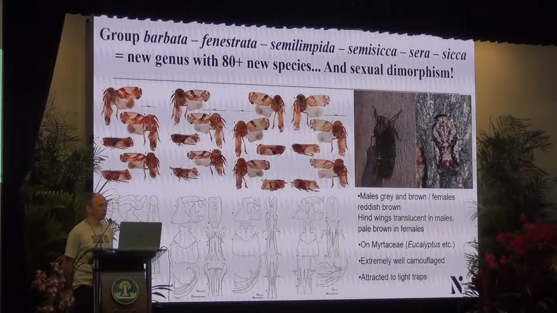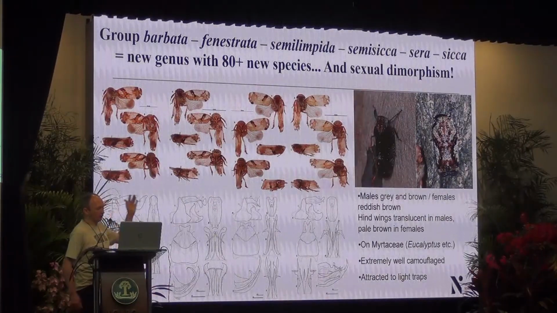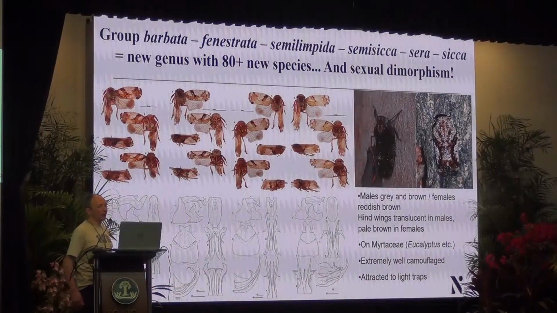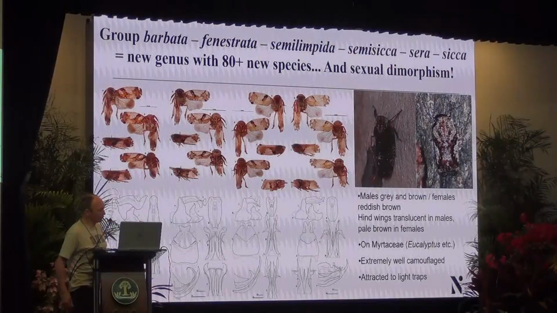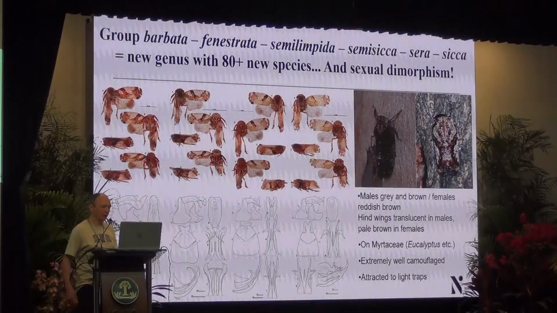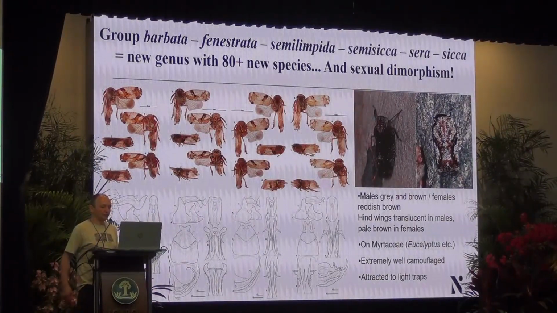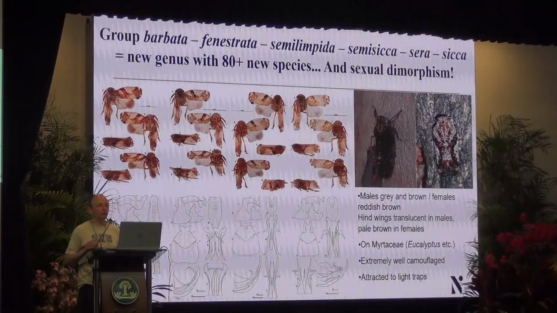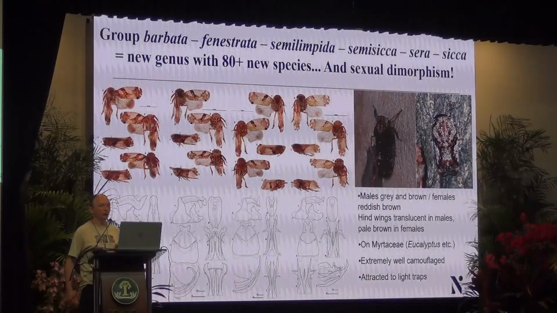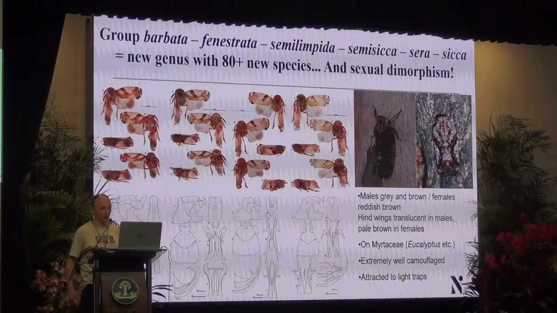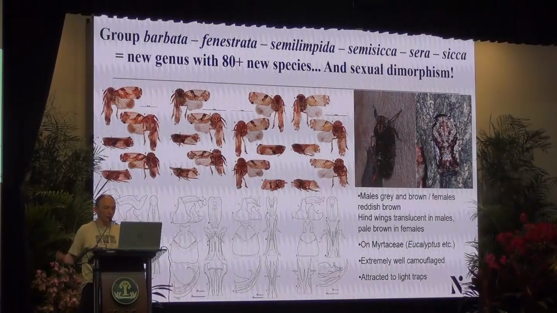So the little things I still have to do is describe that genus that contains barbata, fenestrata, etc. And I have 18 new species to describe in that genus. So you see a bit of the genitalia of those guys, what they look like. They're sexually dimorphic, as I explained already. They live on Myrtaceae. They are super well camouflaged. It's like Chemabrachys, you can hardly see them. And the good thing with them is that they are attracted to light traps. So that's an excellent way to collect them when you're too lazy to look at the trunk.